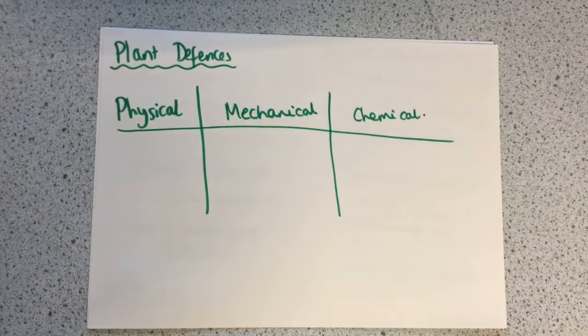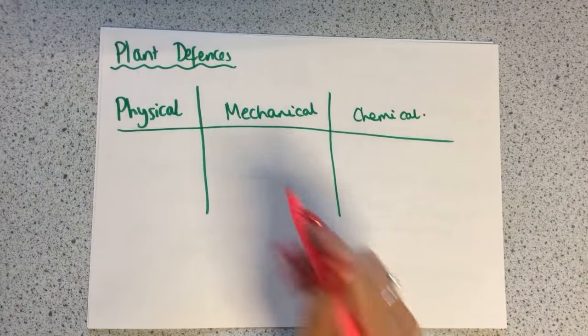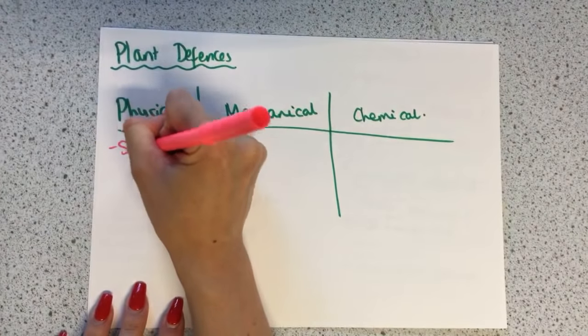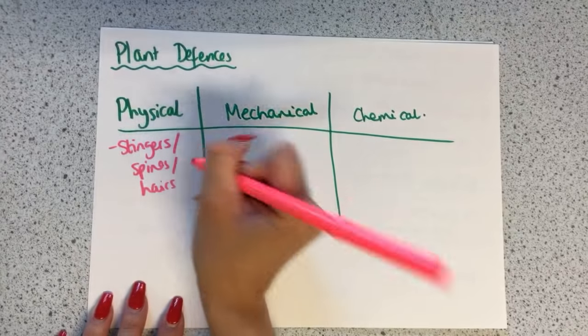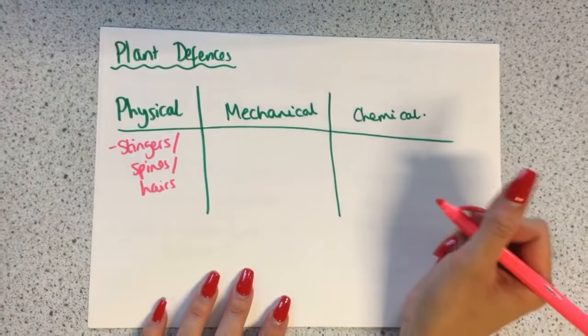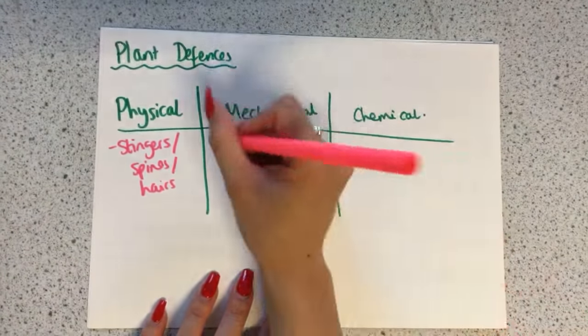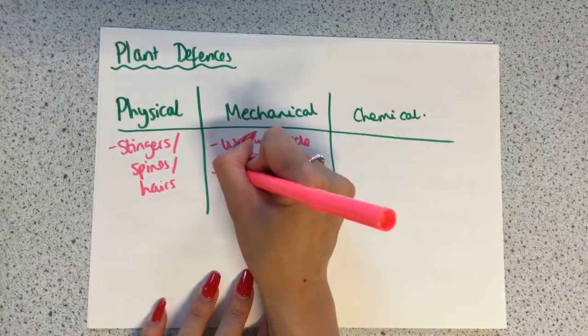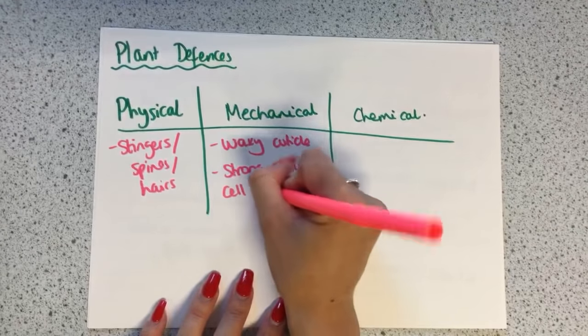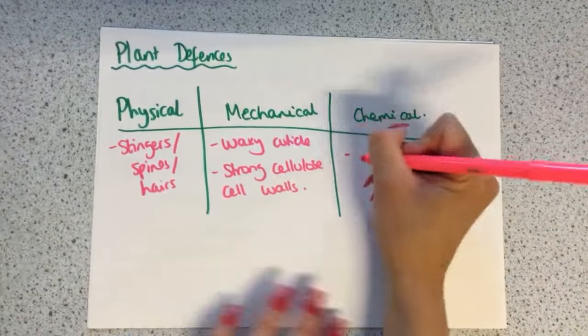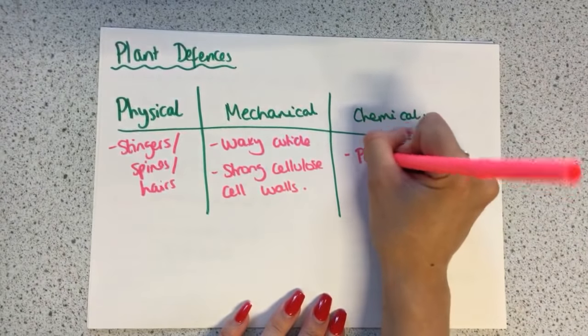And an example of each one of these. A physical defence would be something like hairs or spines or stingers on the outside, to deter from being eaten. Mechanical would be things like a waxy cuticle, or the really strong cellulose cell walls. And chemical is about the fact that obviously some plants can be poisonous.